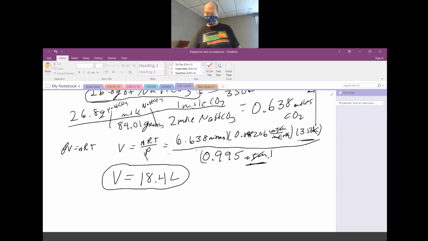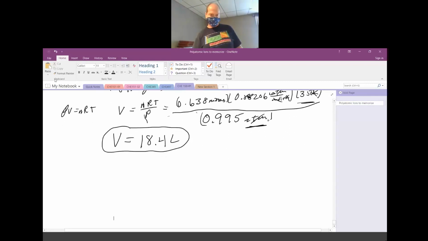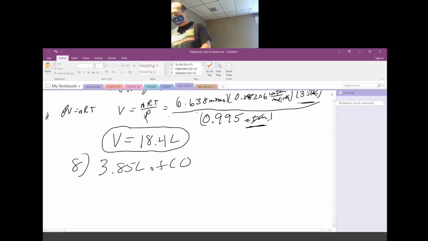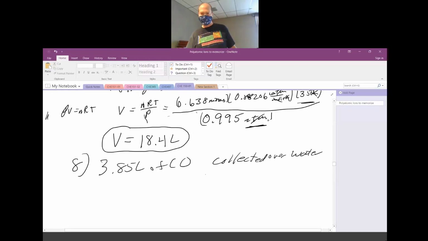Number 8, we have 3.85 liters of carbon monoxide. And here is the key phrase, collected over water. I don't think I've ever given a test without the phrase collected over water on at least one of the problems. Collected over water at 25 degrees Celsius.